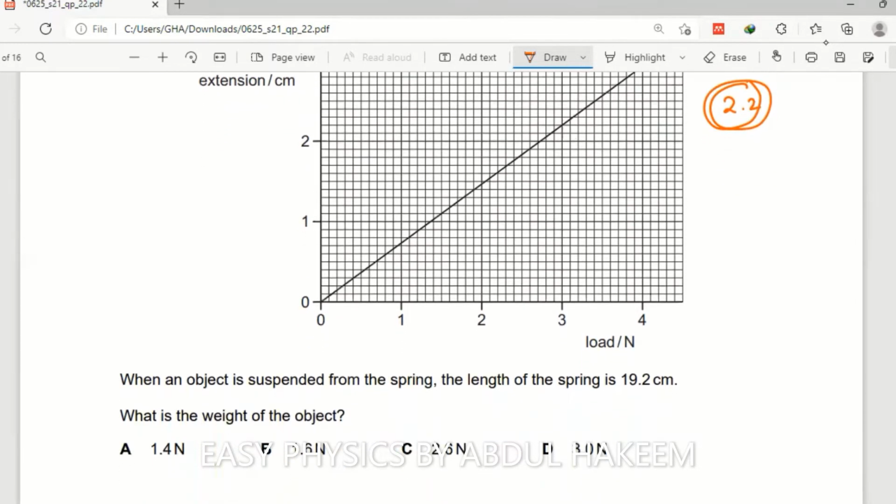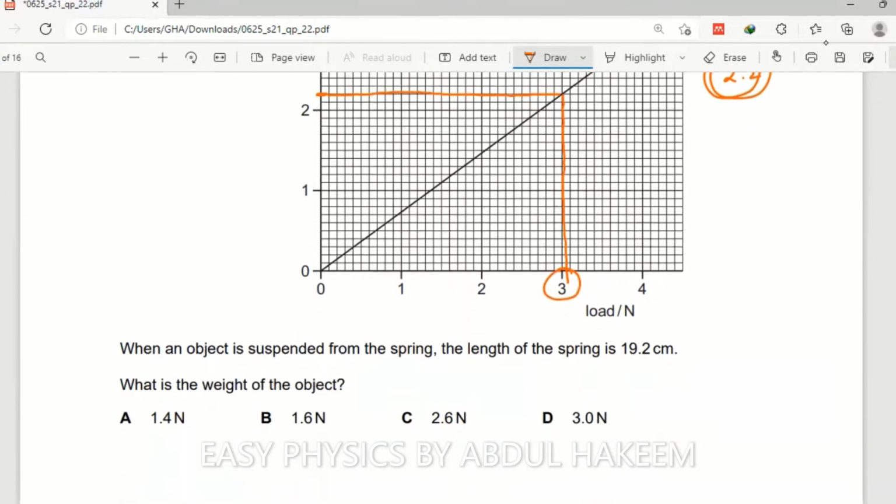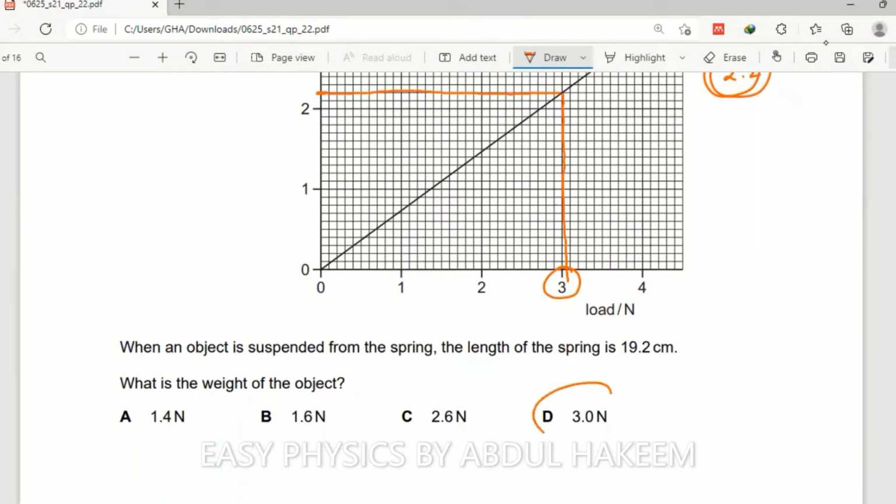The question is, what is the weight of the object? So look, extension is on the y-axis. So this is 2.2. Look at this, the load on the x-axis is exactly 3. So the answer is 3 Newton. D is the answer for this.